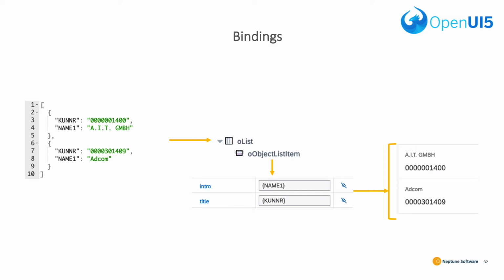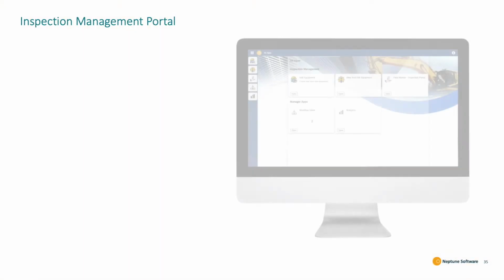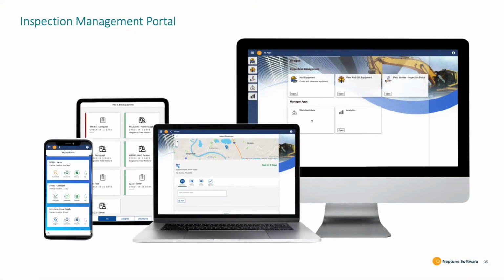Now, let's look at the scenario. By the end of the advanced level course, this is what we will have built: a set of 5 different apps that all run on one Neptune launchpad. We will build once, and straight away all the apps will be ready for desktop, tablet, and mobile form factors.